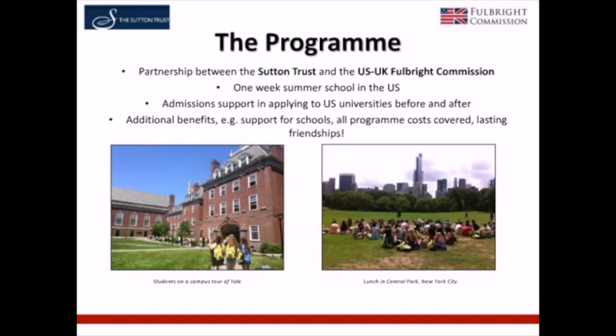And you might have heard of the Sutton Trust already because they have a number of popular UK summer schools, but the US programme is fairly different in its format from those other UK summer schools. So while we're centred on a 1-week summer school in the US, we also have different application components to the programme both before and after the US week. So we have 4 residential events based in the UK in London before and after the US.